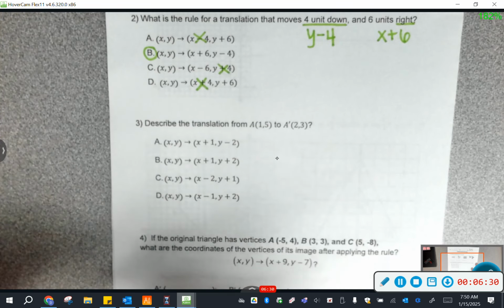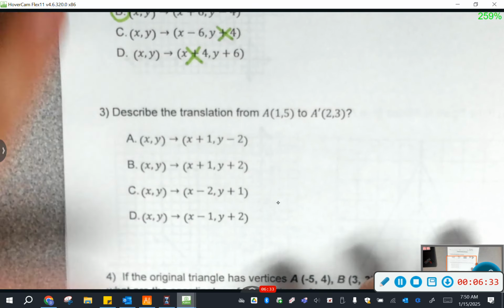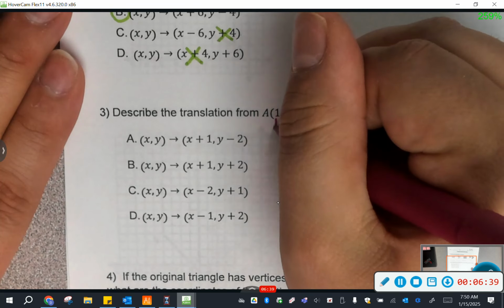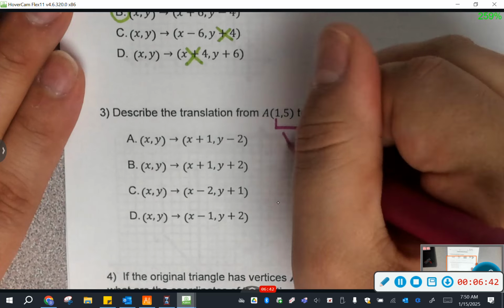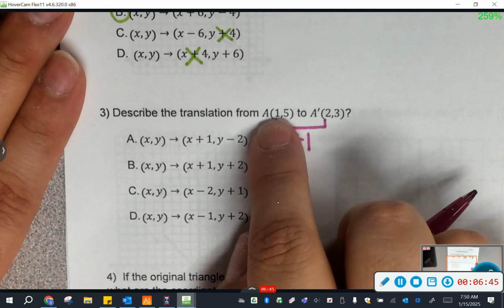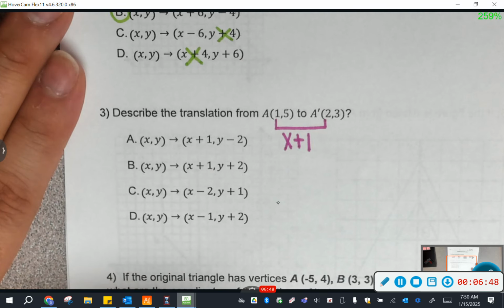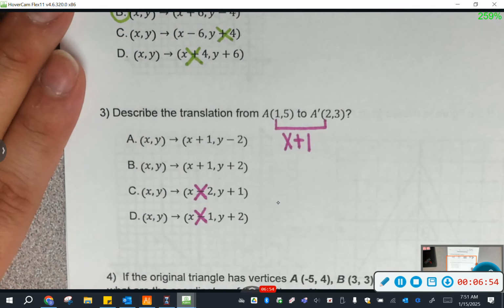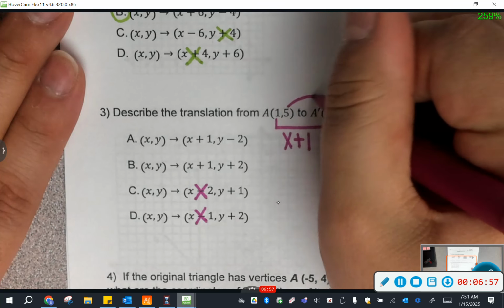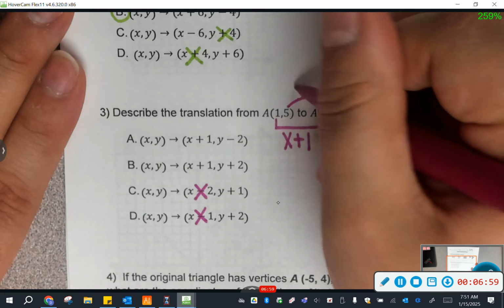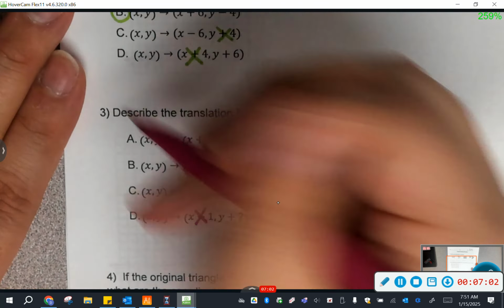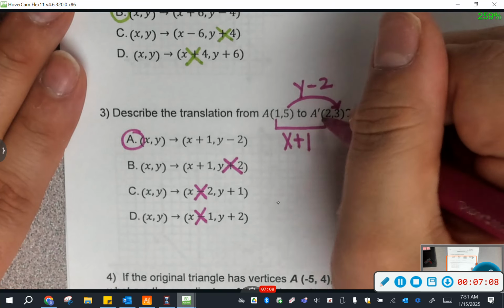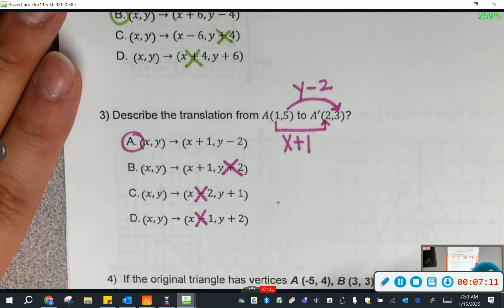What about this one? What is happening from A to A prime here? I'm going from 1, 5 to 2, 3. What's happening with my X's? Do you agree 1 plus 1 is 2? Yeah. So automatically, what can I eliminate as answer choices? C and D. What's happening with my Y's? How do I get from 5 to 3? Minus 2. So what's my answer? A is my answer. You are just seeing what is happening with your X's, what's happening with your Y's.